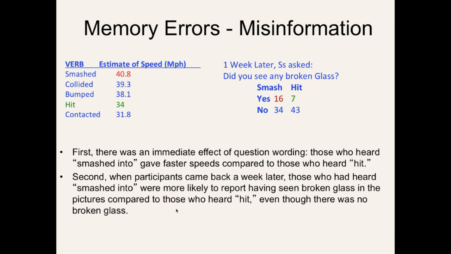First, let's look at the top left. Notice that those who were asked how fast the cars were going when they smashed into each other reported faster speeds than when the verb was hit or contacted. So when the word was hit, they reported the estimated speed was 34 miles per hour, but if the verb was smashed, they reported the cars were going 40.8 miles per hour. Now look at the top right. When participants came back a week later, those who had heard smashed into were more likely to report having seen broken glass in the pictures compared to those who heard the word hit, even though there was no broken glass.